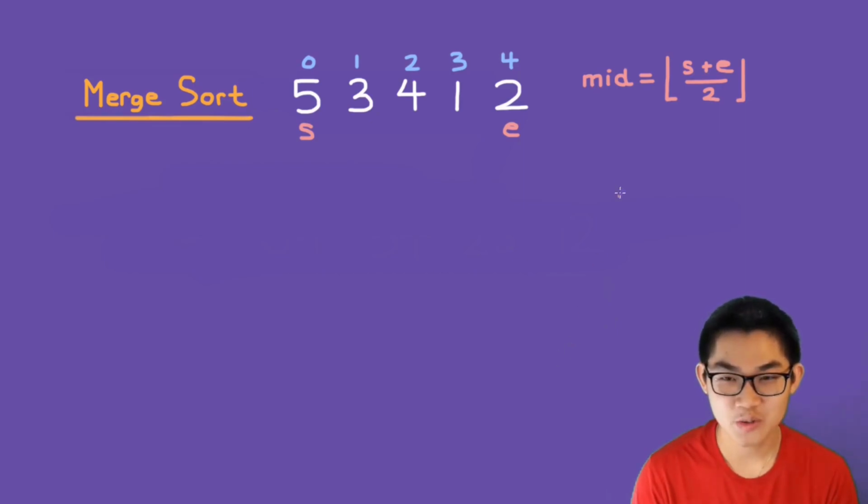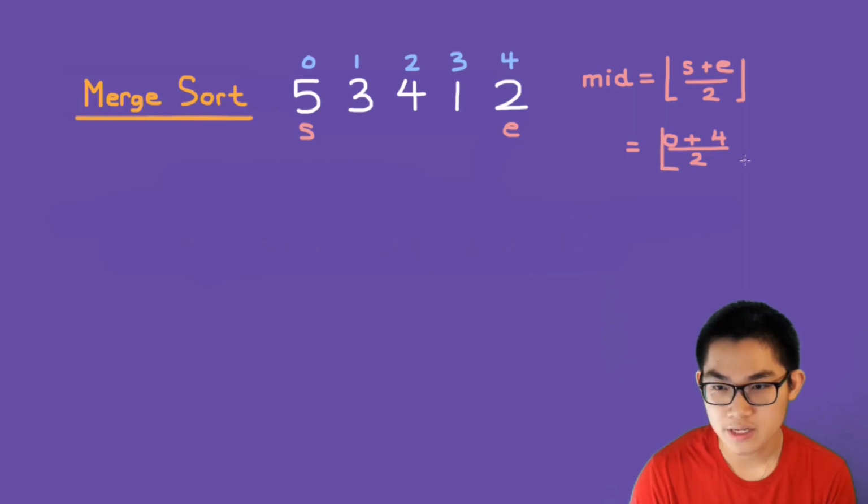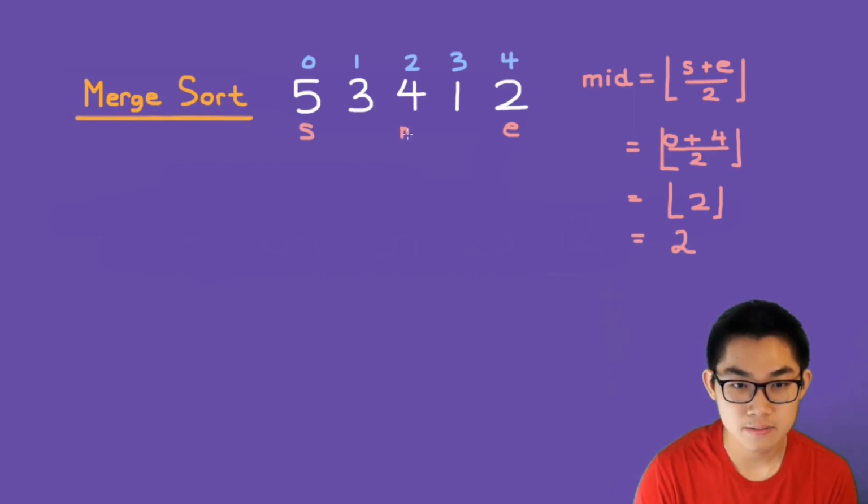The first thing we're going to do is determine the middle. So the middle is equal to the floor of (s plus e) divided by 2. So what is s? Well, s will be 0. This is the index. It goes from 0 to 4. So s is at 0, so 0 plus e, and e is 4. So 0 plus 4 divided by 2. And then we have to floor this, right? And I'll show you how this works in a second. So this is equal to 0 plus 4 is 4, divided by 2 is 2. And then 2 rounded down is just 2. So the middle will be right here.